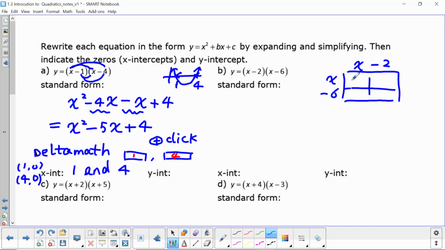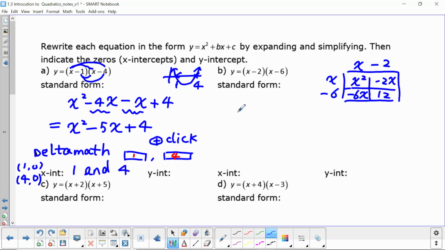So x times x gives you x squared. This side is negative 2, this side is x. The area for this box is negative 2 times x, which is negative 2x. And for this box, one side is x, another side is negative 6, times together gives you negative 6x. The last box, one side is negative 6, another side is negative 2, times together gives you 12.